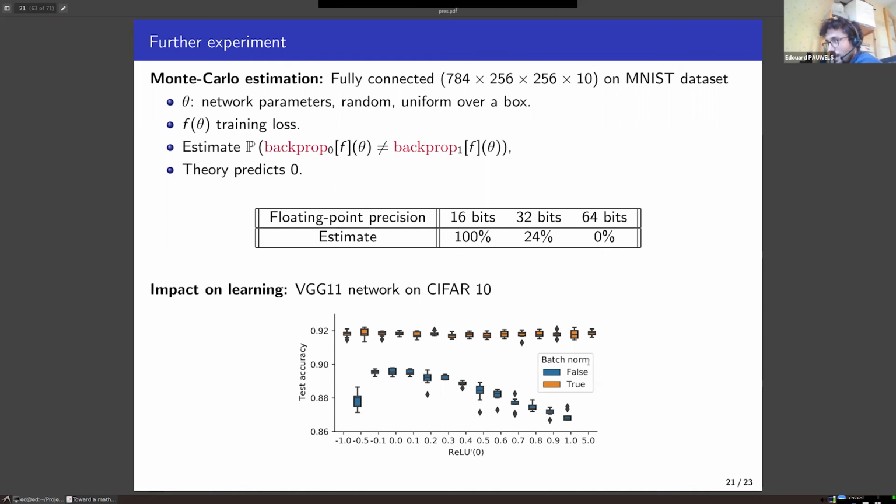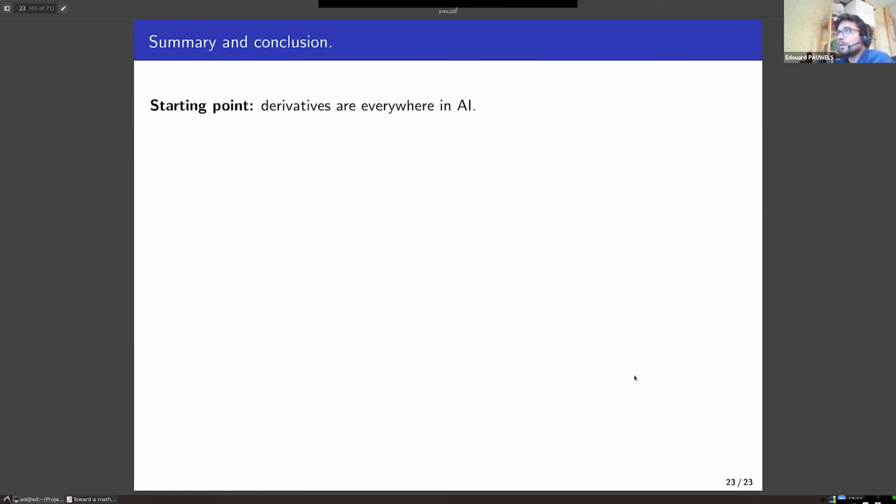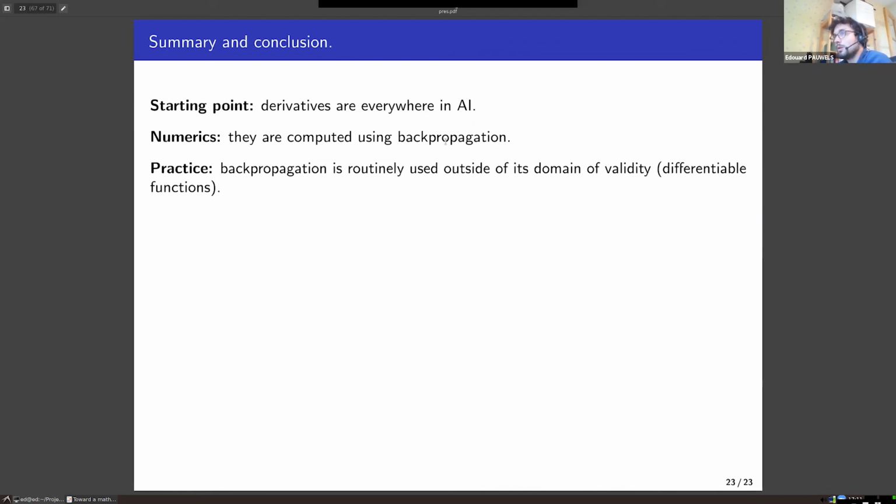Okay, so this is an argument for batch normalization enforcing stability in training. Right, so let me conclude. The starting point of this work was about derivatives, which are ubiquitous in AI. They are computed using a tool called backpropagation. This is a way to have access to them automatically.